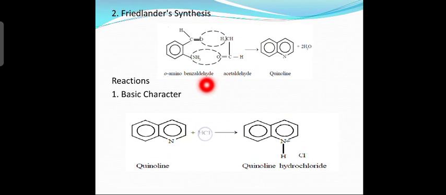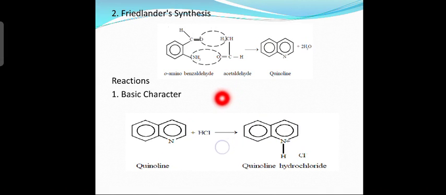So, ortho-aminobenzaldehyde reacts with acetaldehyde to give quinoline. This method is known as the Friedlander's synthesis. Alright. Now, let us see the reactions of quinoline. First one is basic character. Now, how do you explain basic character?